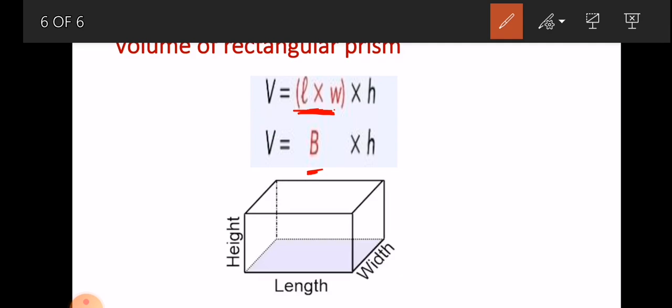Why did I call it B? Because this is the base of my shape. You will multiply it by the height. Here is the length in my rectangular prism, here is the width. If I multiply them, it will give me the area of this rectangle, which is the base. Yes, then I can multiply it by the height, and the height we said before, from the top to the bottom, this is the height.